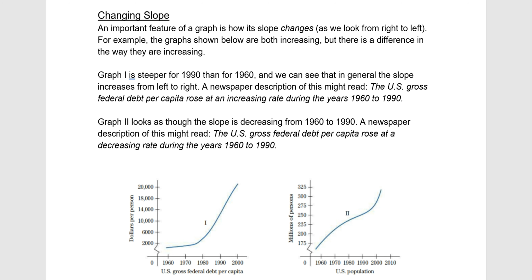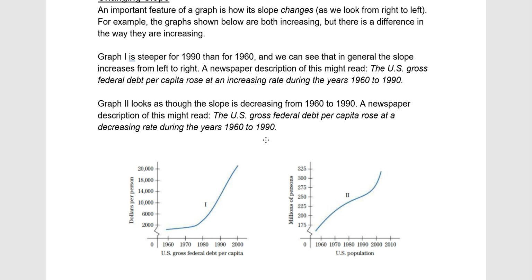The next concept that we're going to be looking at is how the slope of a graph changes. Once again, we're going to be looking left to right, because that's when the x values are getting larger. It's pretty much always left to right. To demonstrate how slopes change differently, we have these graphs down here. Both graphs, 1 and 2, are increasing, but you can tell there's a difference in the way that they're increasing. They're increasing at a different rate.